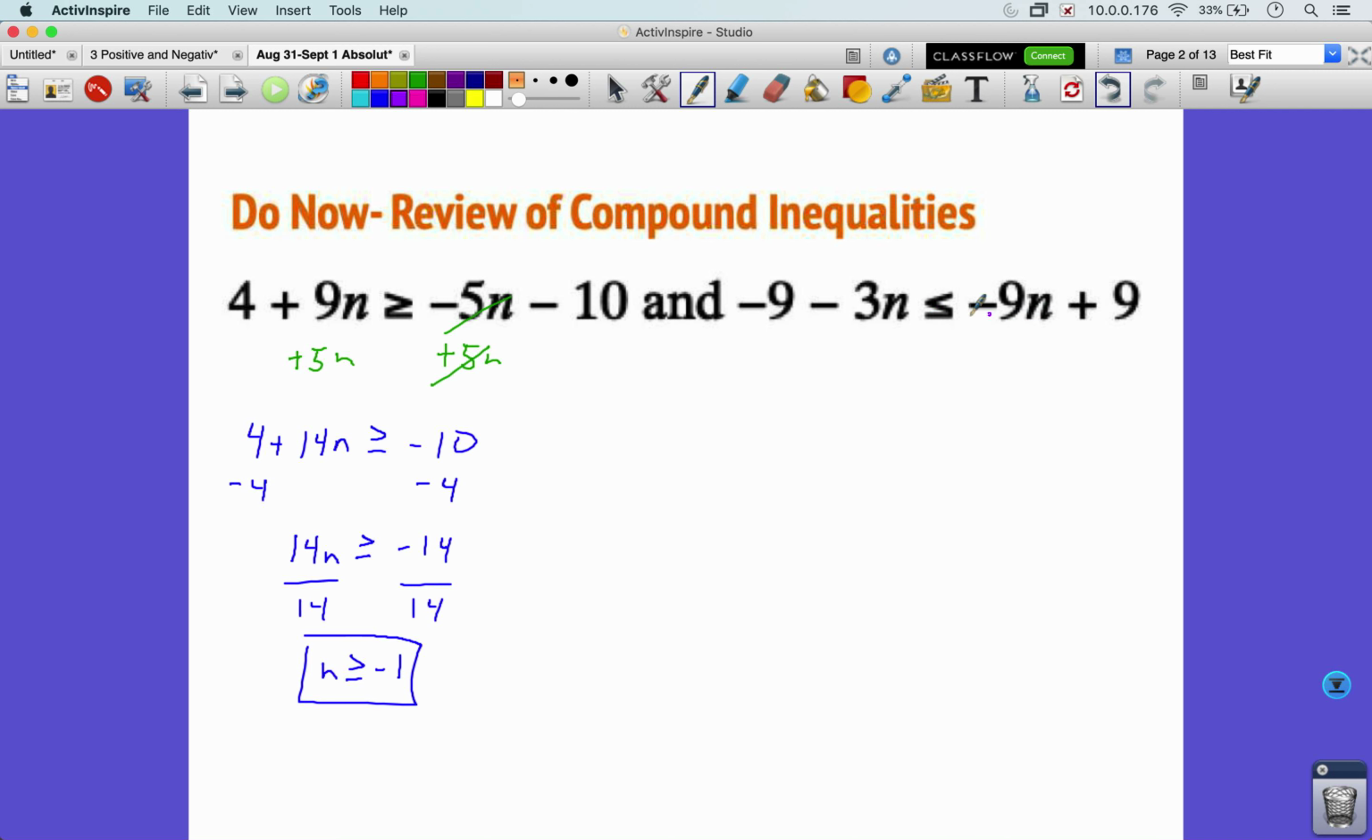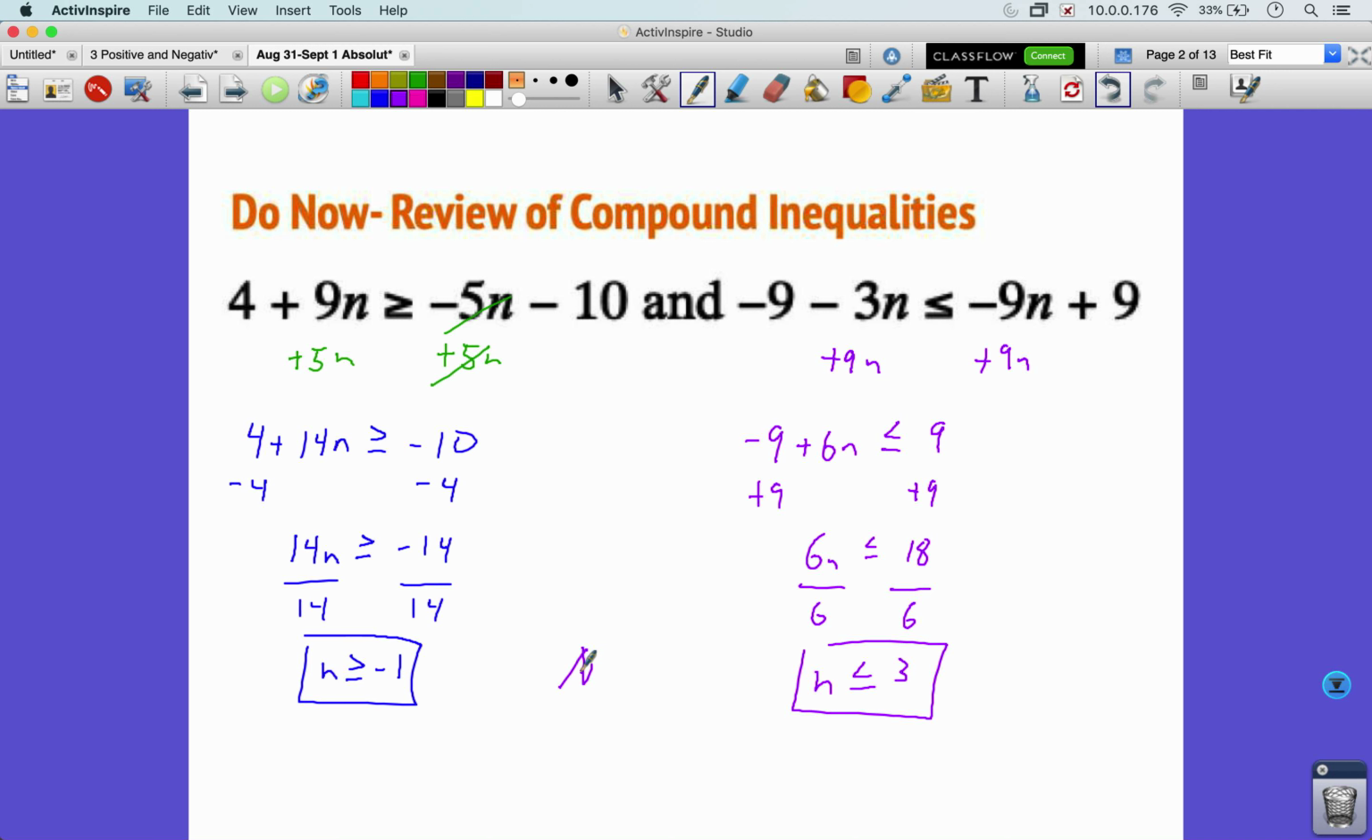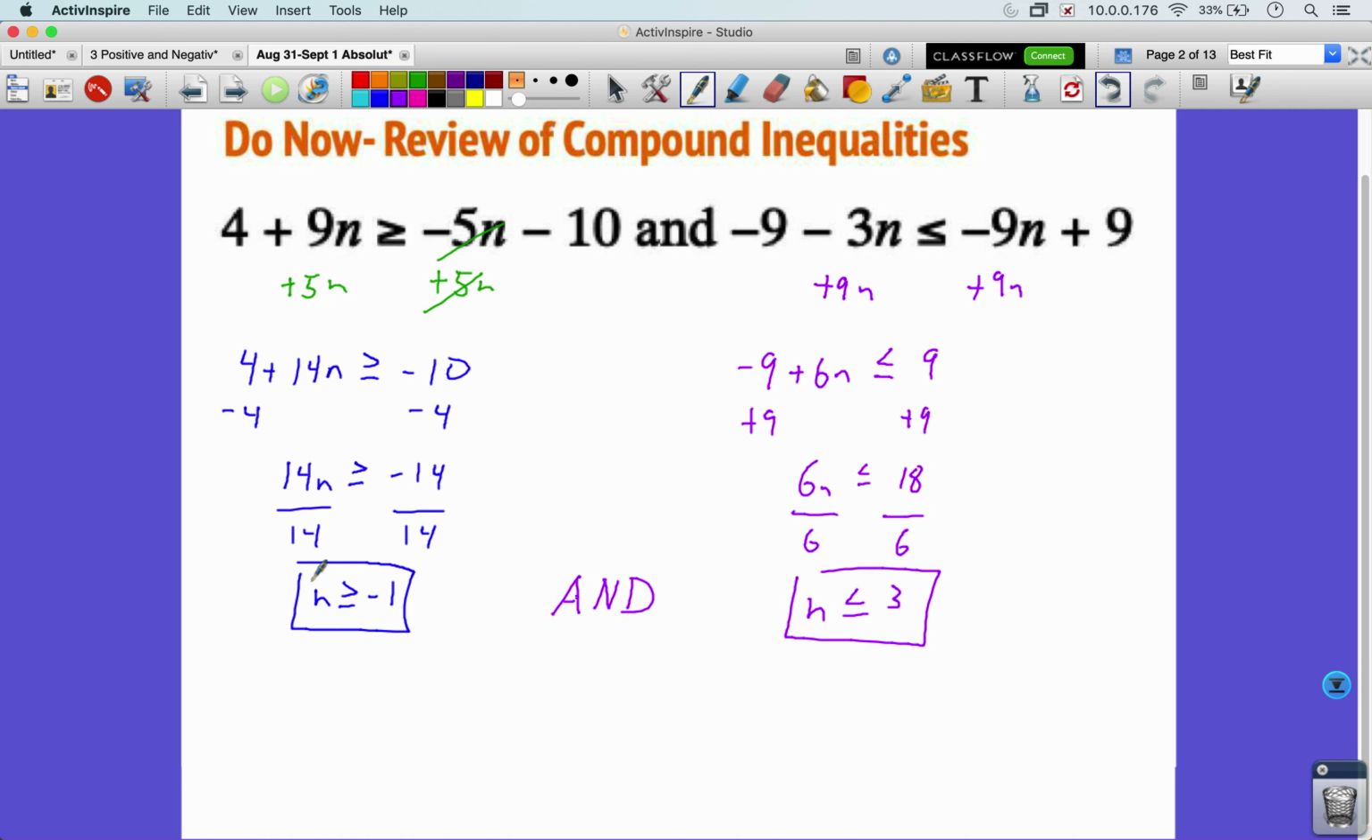Alright, and this one over here, again I want to move the term with the variable to the left. Get negative 9 plus 6n is less than or equal to 9. Move my constant. 6n is less than or equal to 18. Get rid of the coefficient by dividing. It didn't happen in either of these, but if we ever divided by a negative, we'd want to flip the inequality symbol. Alright, and then our full answer, we want to still write the word "and" in between these two inequalities. So that's our algebraic solution.